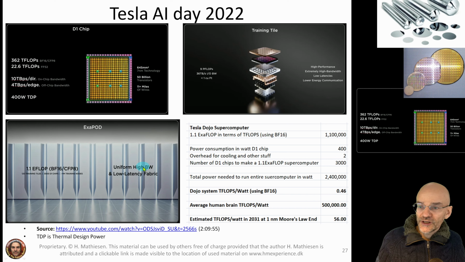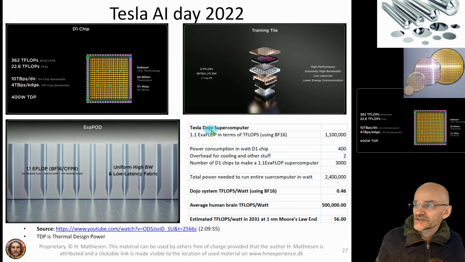And we know Tesla, they are relentless, and I do believe that they are a company to follow to see who will have the fastest supercomputer in the world. But let's take a look at what this one can do and how much watt and energy it uses. It's actually not that impressive if we compare it to a human brain.